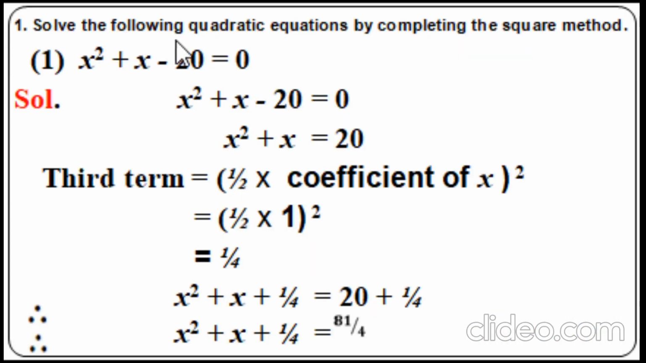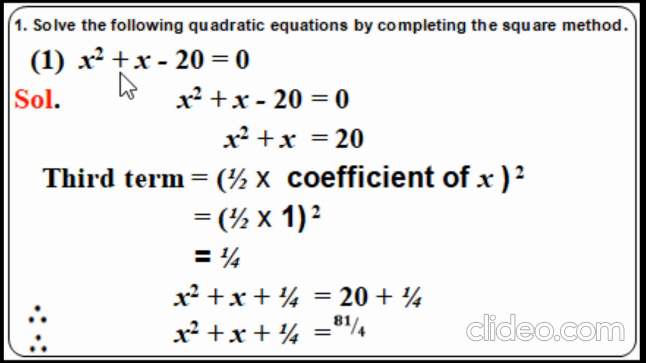The question is, solve the following quadratic equations by completing the square method. We have seen the factorization method in 2.2 and today in 2.3 we are going to use the method known as completing the square method.